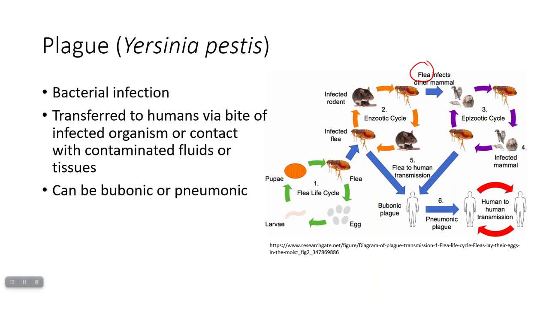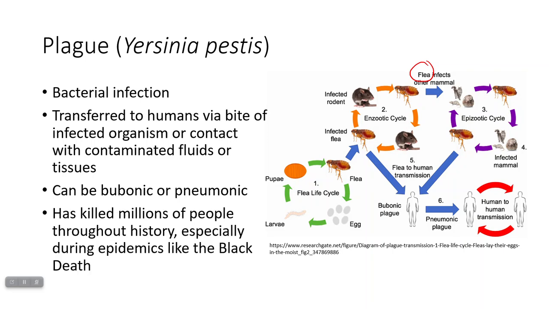It can be either bubonic or pneumonic. So if you've heard of the bubonic plague, that was the Black Death. And plague has killed millions of people throughout history, and there have been multiple epidemics or outbreaks of plague.